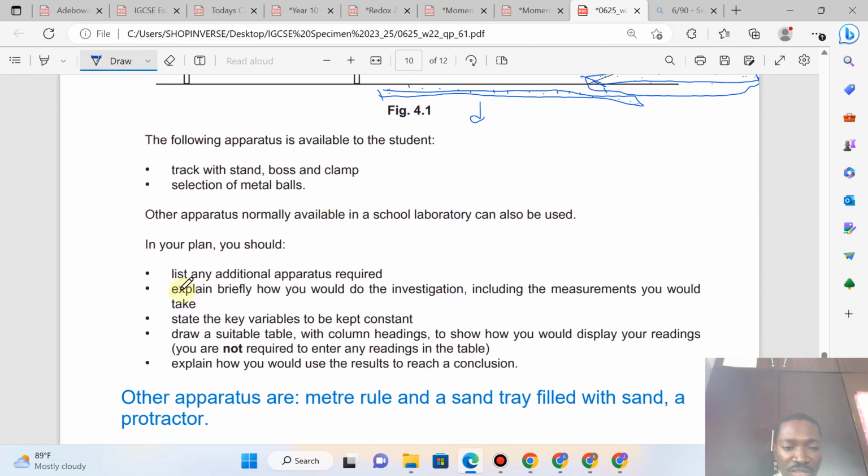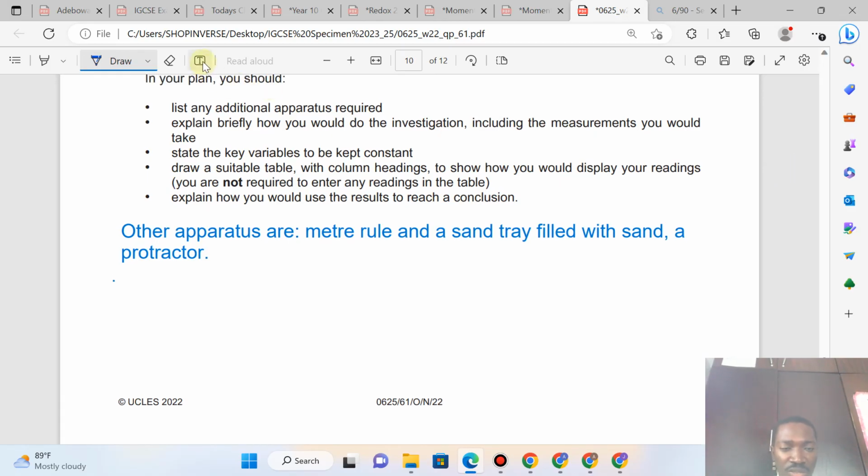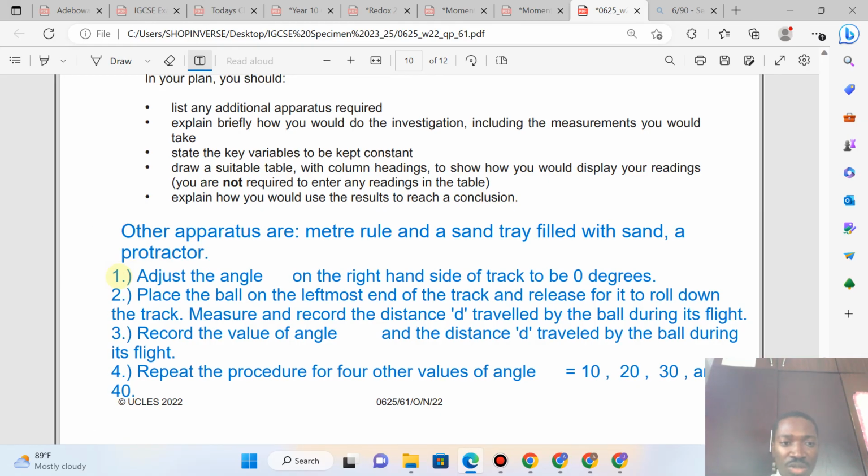Okay, so after listing, the next thing is to explain briefly how you will do the investigation, including the measurements you would take. So how will you do this investigation? We should write that here. I've explained the procedure: vary the angle, then after varying the angle, allow the ball to slide and you measure the distance, then you tabulate your result. So this is the procedure.